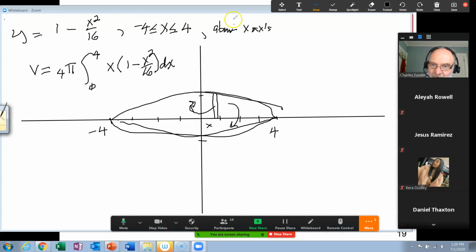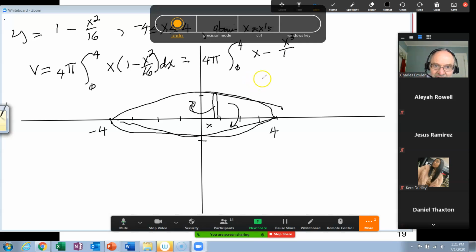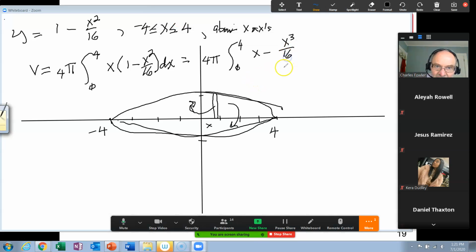Okay, so the first thing we're going to do here is 4 pi times the integral from 0 to 4, multiply through, and that gives you x minus x cubed over 16. Yuck! I rested my hand too heavily there, and that's going to be your dx then.